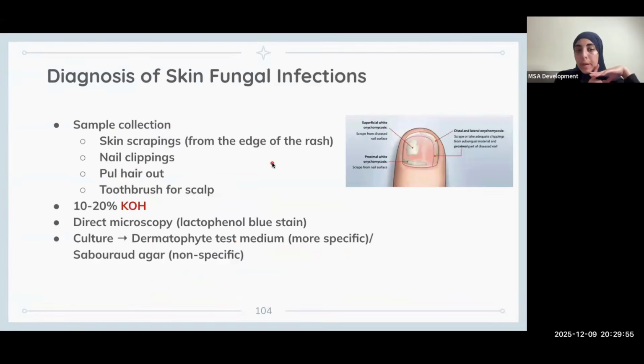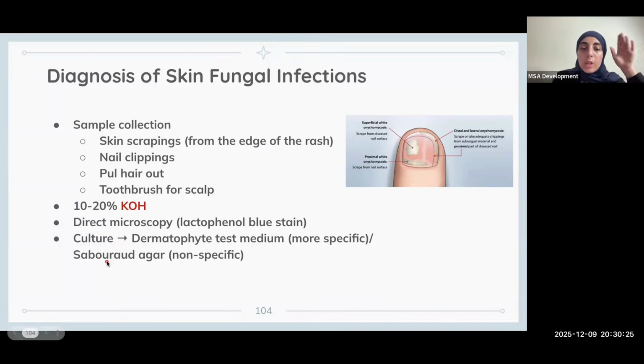You get scraping from the skin or from the nails, nail clippings. You pull out the hair if there's tinea capitis, for example. You take scrapings from the scalp using a toothbrush, and so on. And when you take the sample, you put it under potassium hydroxide again, just like we did with malassezia, to destroy all of the keratinocytes and only have the fungus. And you look at it under direct microscopy or under culture.